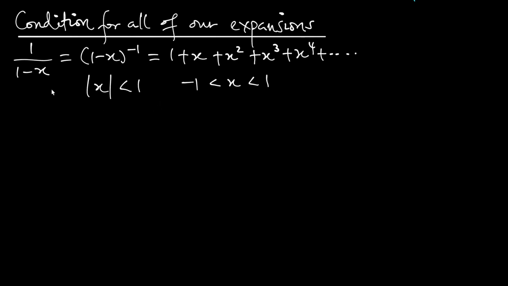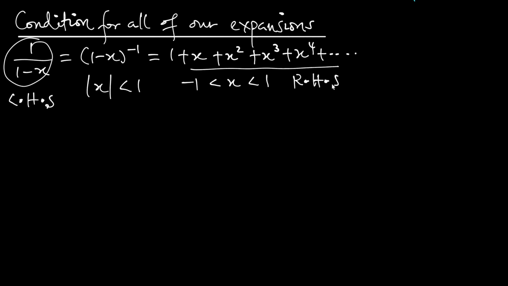Now let me explain. Let's take this as the left-hand side. And let's take our result as the right-hand side. Now let's say we are picking a number that does not fall in this range, right? Let's pick a number that is way more than 1. So let's say we have 2, okay? Let's say we have 2, right? Now x is 2. So we have 1 over 1 minus 2. This is going to be minus 1.